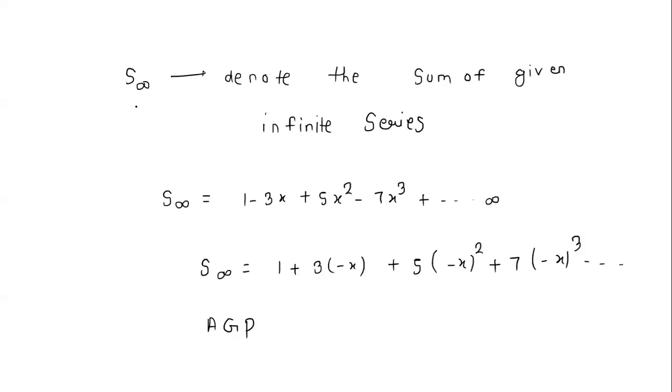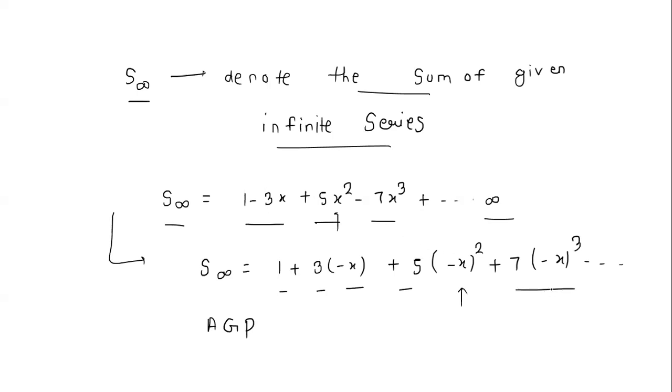So I denote the sum of the series by S infinity because this is an infinite series. So S infinity denotes the sum of the given infinite series, and I write S infinity is equal to 1 minus 3x plus 5x square minus 7x cube up to infinity. I can also write it this way: 1 plus 3 times minus x plus 5 times minus of x whole square, and here it is plus 7 times minus of x whole cube. So in this way I can write this also. This and this are same.